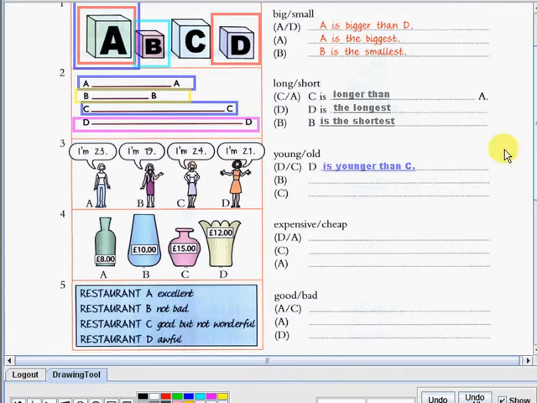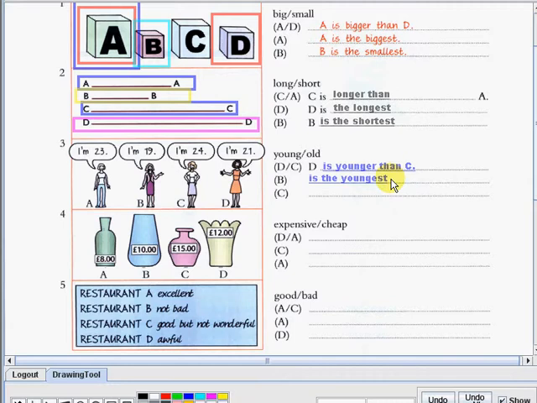Good. We can say that D is younger than C because D is only 21 while C is 24. So D is younger than C. Very good job. Now let's proceed to the second sentence. What do you think is the appropriate sentence? Girl B is only 19 years old. So we can say that B is the youngest, right?